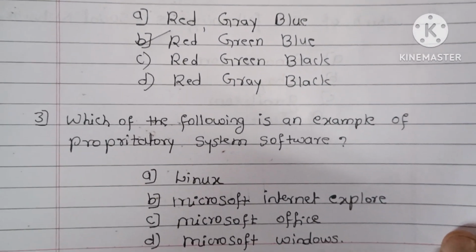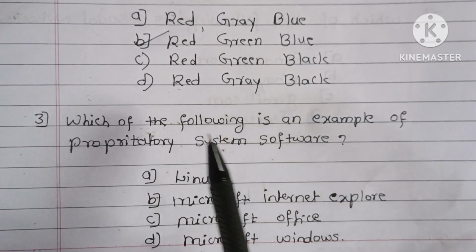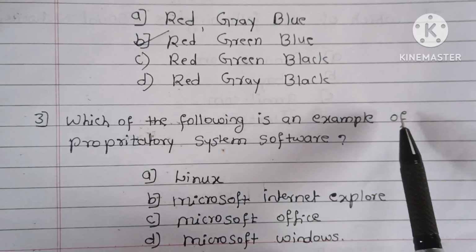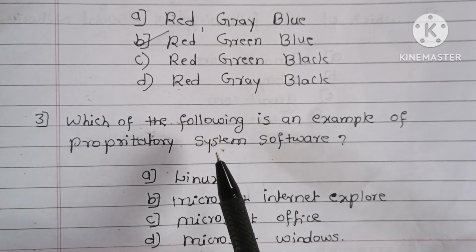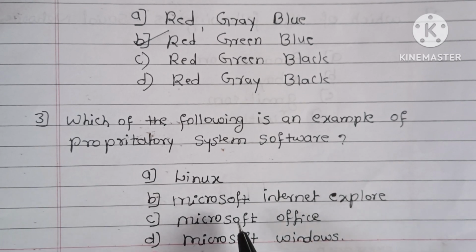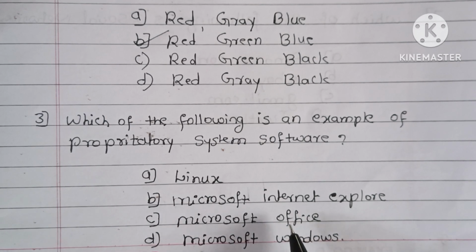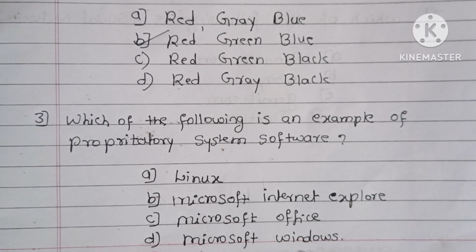Next, come to the third question. Which of the following is an example of proprietary system software? Linux, Microsoft Internet Explorer, Microsoft Office, Microsoft Windows.